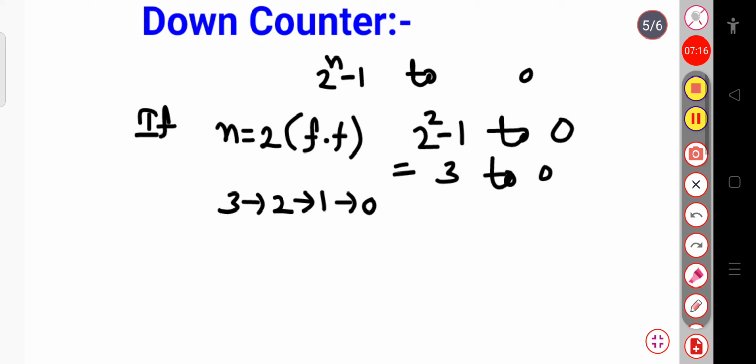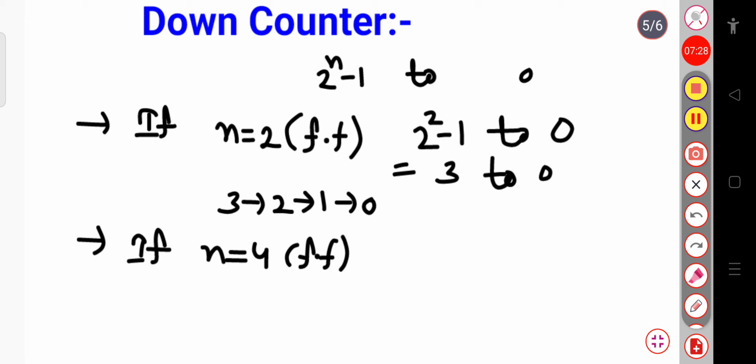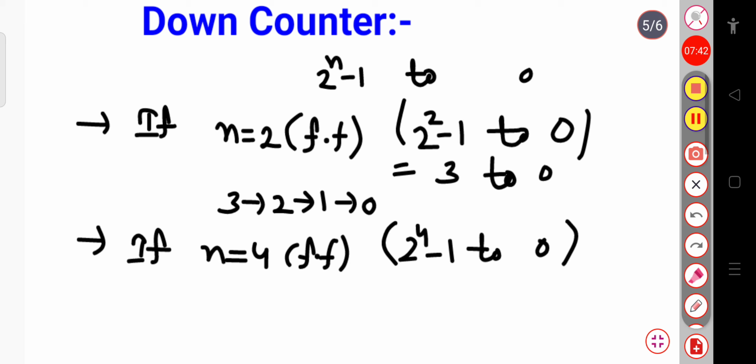Again, for example, if n equals 4, that is, we are using 4 flip-flops, then here it will count from 2 power 4 minus 1 to 0, from this high value to the low value. 2 power 4 is 16, minus 1, that is 15. That is 15 to 0. So it will count from 15 to 0. That is 15, 14, 13, 12 and so on.